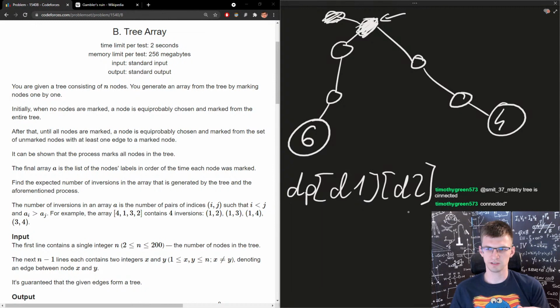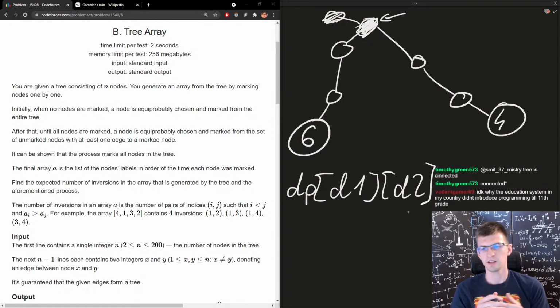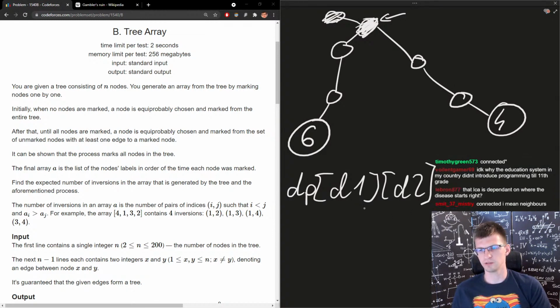Given two distances, how much we are left to spread, d1 and d2, what's the probability that this will be visited first? And there are just two transitions. With probability half, we go to dp of d1 minus 1, d2. So either we spread to this guy or this guy.